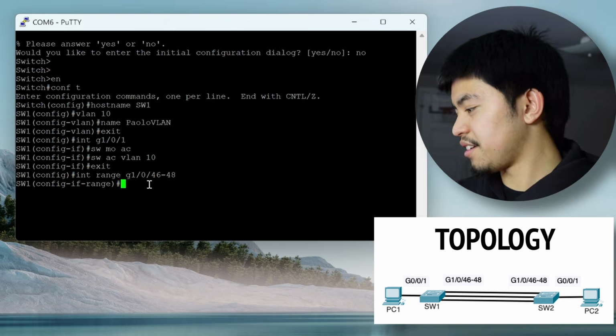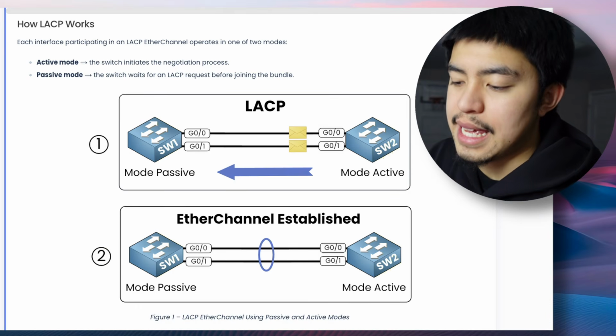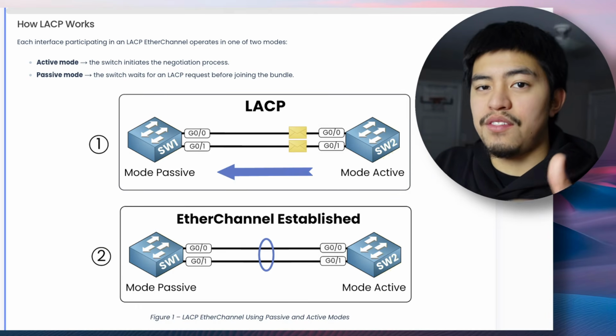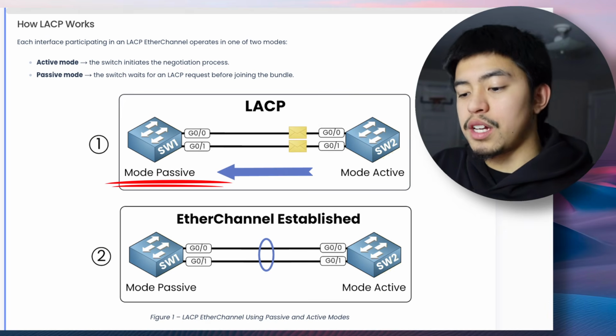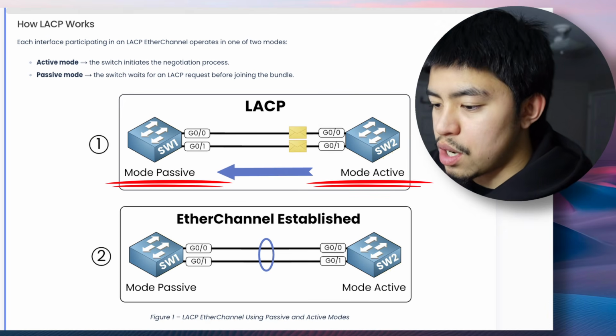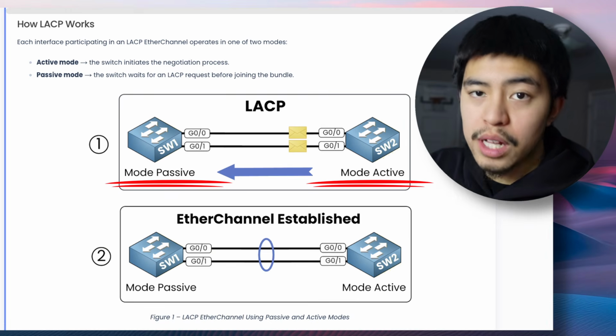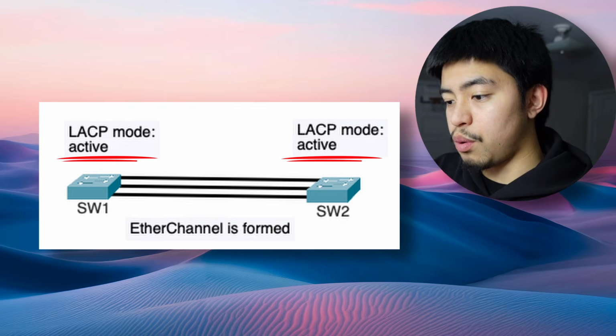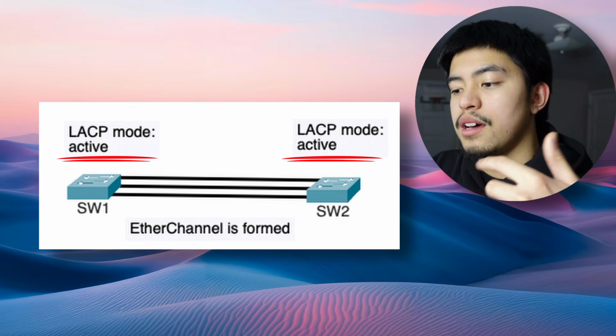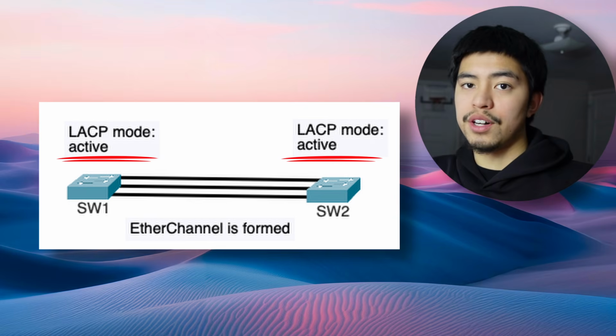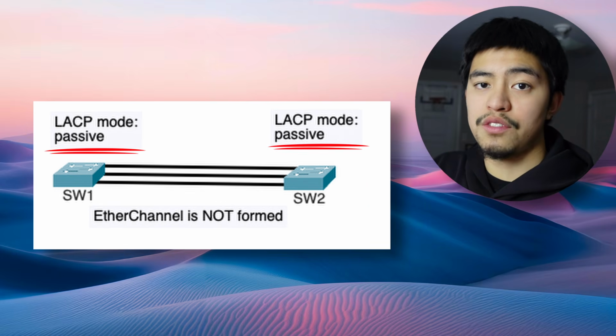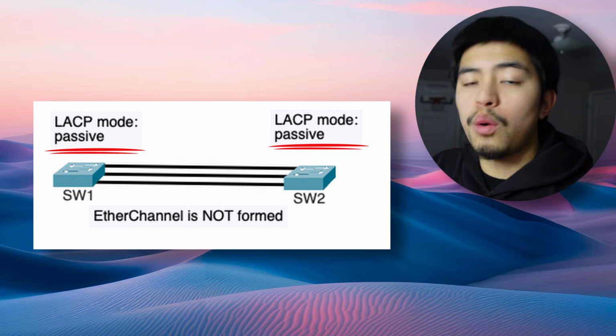Oh yeah, and we're creating a LACP EtherChannel actually. I didn't even mention that yet. And one thing to note is that LACP uses the terms active and passive. If switch 1's ports are configured as passive and switch 2's ports are configured as active, an EtherChannel will be formed. Also, if both switches' ports are configured as active, an EtherChannel will be formed. However, if both switches' ports are configured as passive, no EtherChannel will be formed.